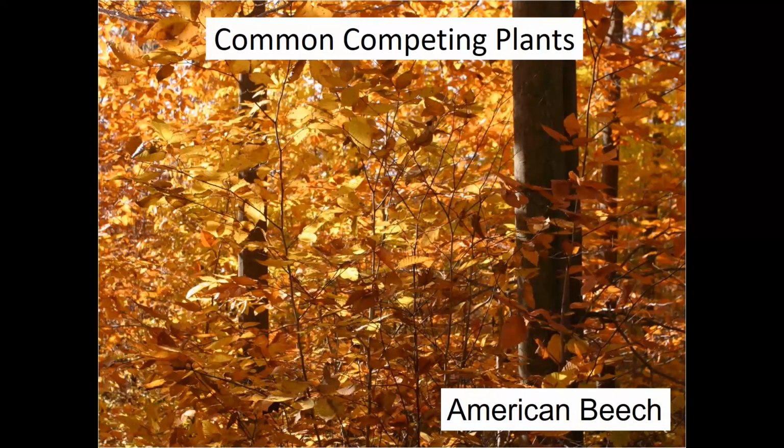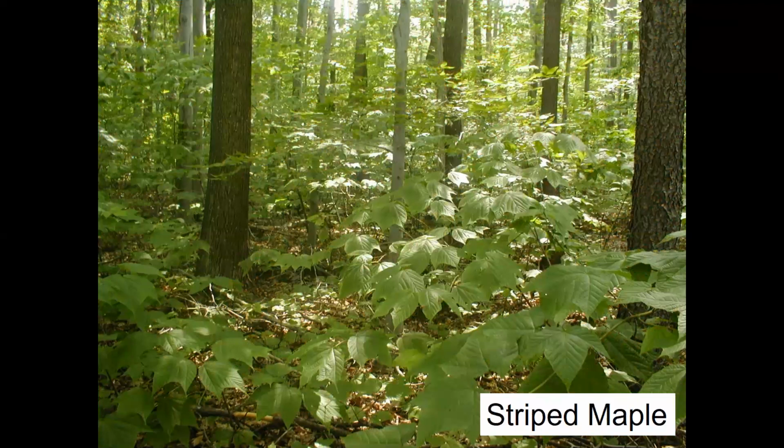When it affects the parent tree, it actually triggers it to send up root sprouts. And so we get these thickets in the understories, and a lot of times we refer to that as beech brush. Striped maple, certainly another one that we have in our understory, is very common.